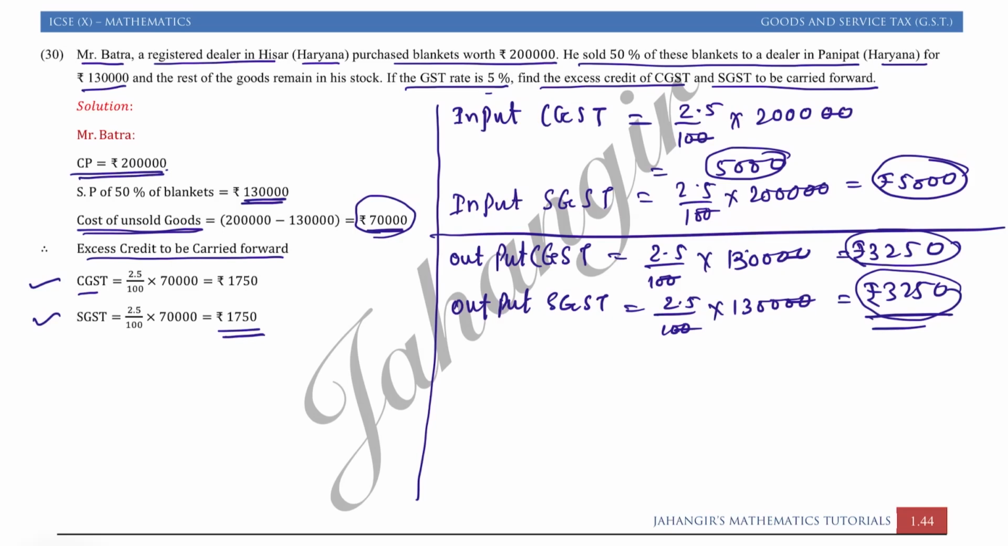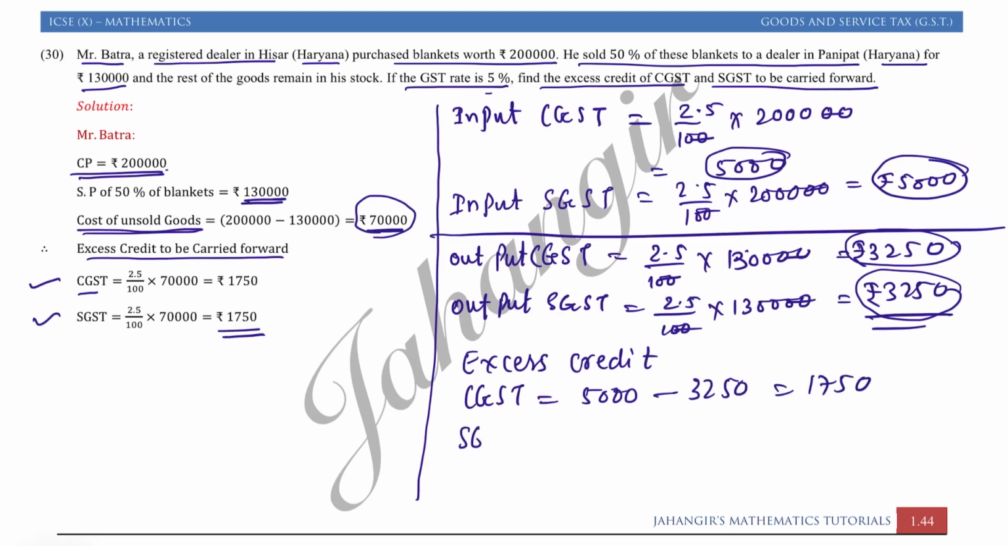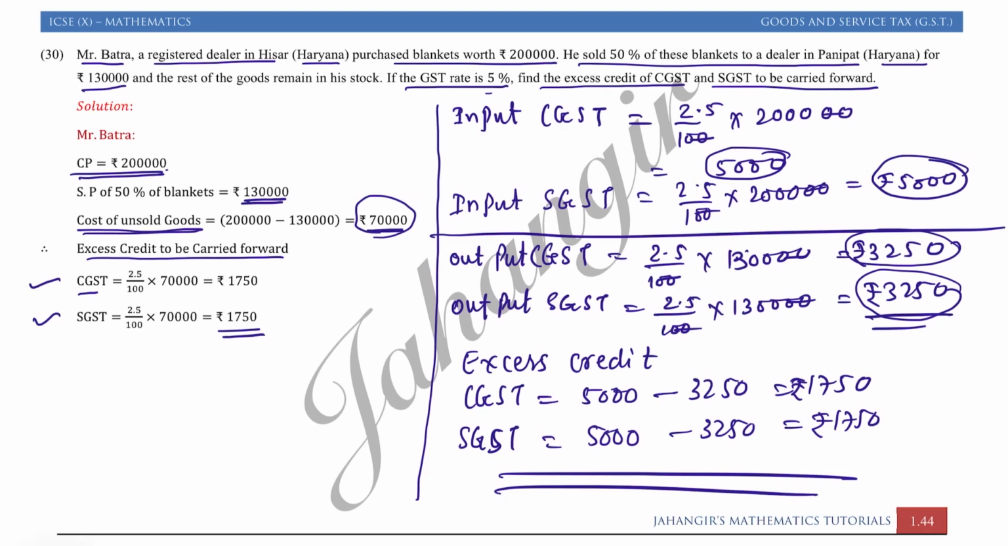So what excess credit is with the government? So excess credit, that is CGST to be carried forward, is 5,000 minus 3250, that is 1750, and for SGST also it will be the same, 5,000 minus 3250, that is rupees 1750. You can do either method, whichever method you like you can follow. Either you find input and output and just subtract for excess credit, or you can find the cost of unsold goods and find CGST and SGST on that part.